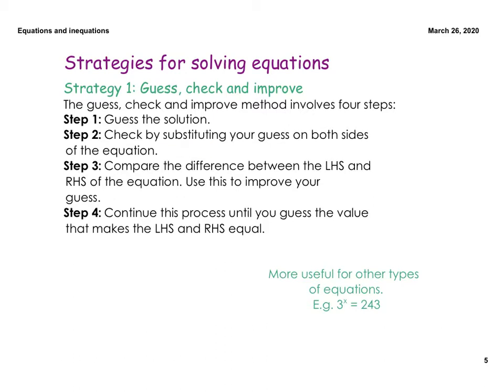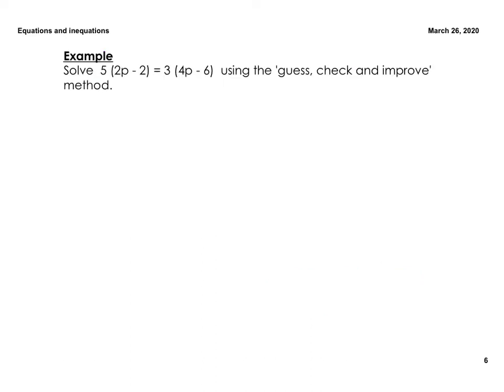Step 3, compare the difference between LHS and RHS, so left-hand side and right-hand side. And then continue the process until you make both the left-hand side and right-hand side equal. So you guess something, sub it in, and then check if the two sides match. Let's see an example. Okay, solve 5(2p − 2) = 3(4p − 6) using the guess, check, and improve method.